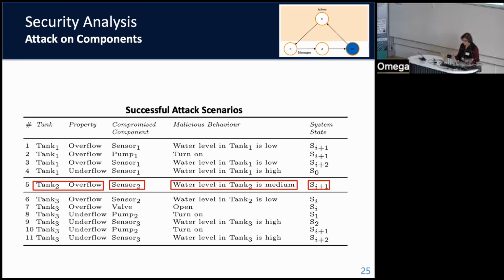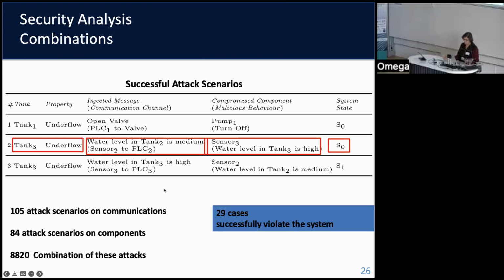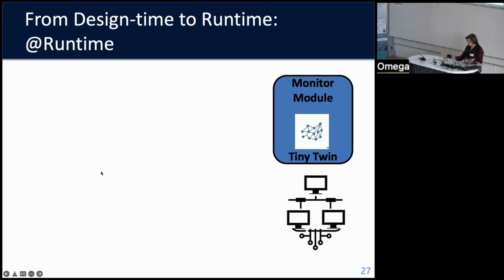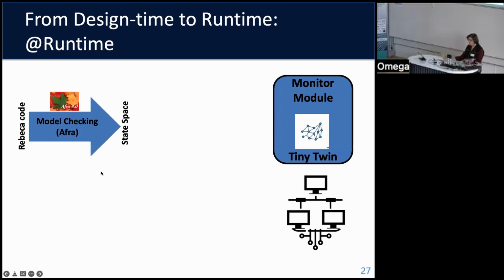So these are the successful attacks. This is when you change something on the component and you see that things are going wrong. And these are some examples of the combined attacks, when you have changed something also in the messages and in the components.